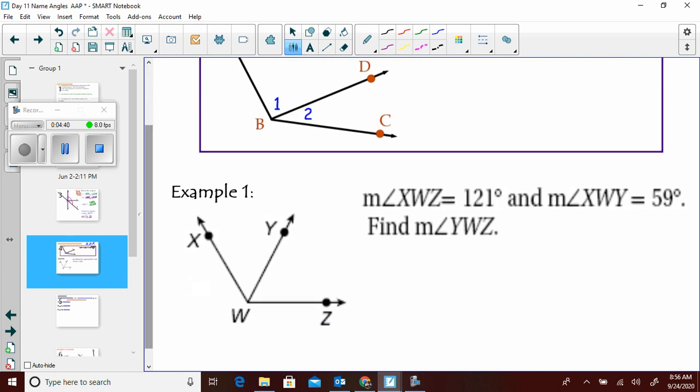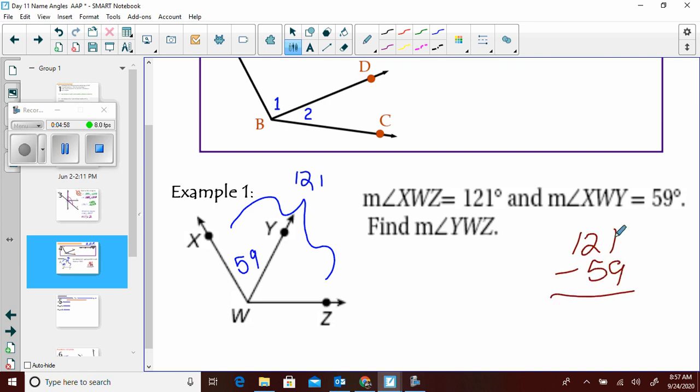Okay. So here we have XWZ is 121 degrees, and XWY is 59. We want to find the missing piece. Well, you just take 121 minus 59. That's 62 degrees. And that is the angle addition postulate. It lets you know that the sum of the two smaller angles is equal to the larger angle.